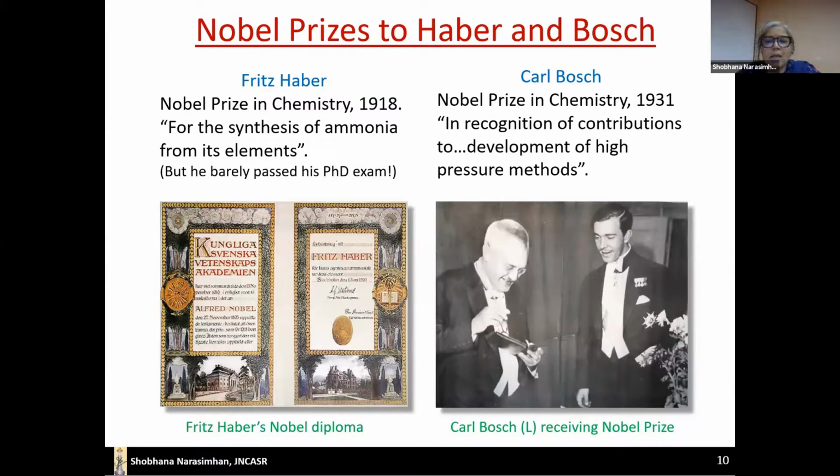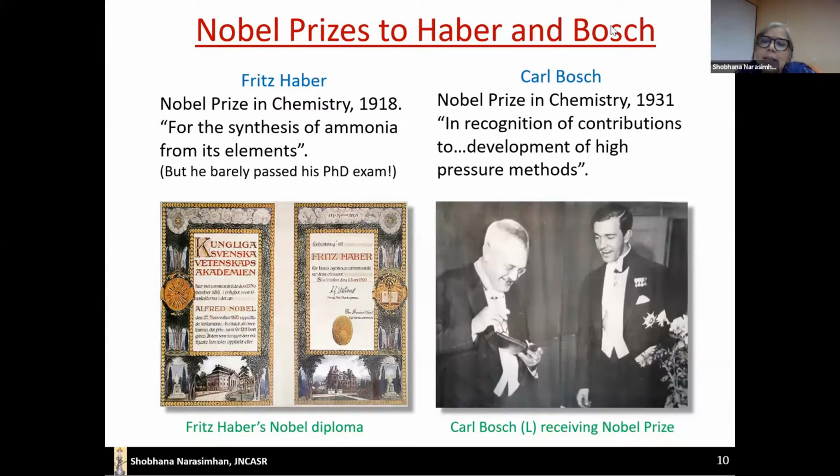And so a lot of people considered him a war criminal, and they thought he shouldn't be given this Nobel Prize. A few years later, Karl Bosch was also given the Nobel Prize, in recognition of his contributions to the development of high pressure methods. He worked on how this process could be converted for industrial use, because you need very high pressures and high temperatures for this process to work.